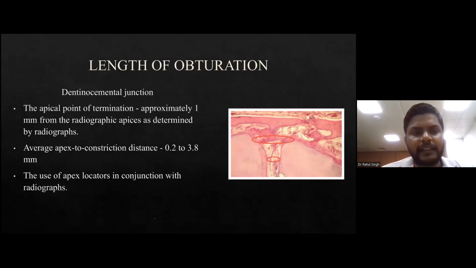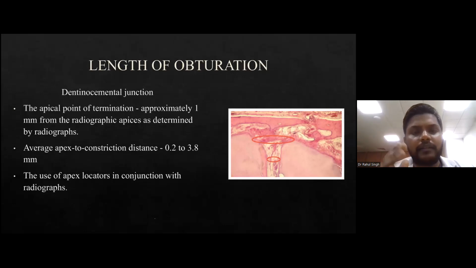It is also said that the apical point of termination should be approximately 1 mm from the radiographic apex as determined by the radiograph. So this is the consensus that no matter what, the apical point of termination for an obturation should be 1 mm from the radiographic apex. But this is radiographically.